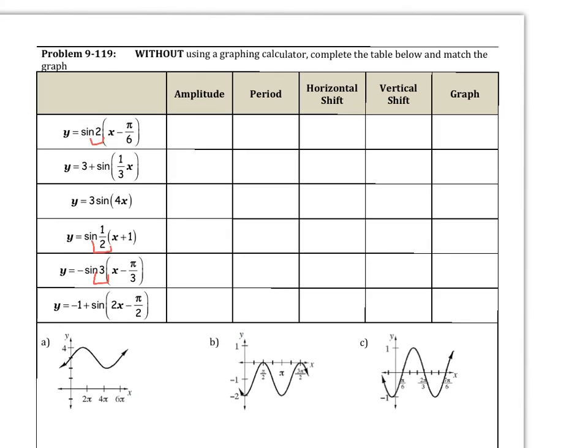Just as a quick reminder here, the amplitude in our equation is A, period was the value of B that we just introduced. Horizontal shift is that value of H, and then that vertical shift was K. So that's what we're trying to identify in each of these and then match them up with the graphs.